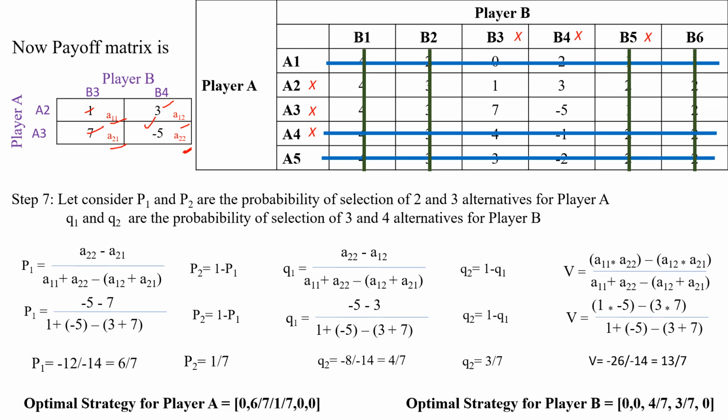Then the optimal strategy for player A is 0, 6 by 7, 1 by 7, and 0. Similarly, the optimal strategy for player B is 0, 0, 4 by 7, 3 by 7, 0. So this is the solution, and thank you.